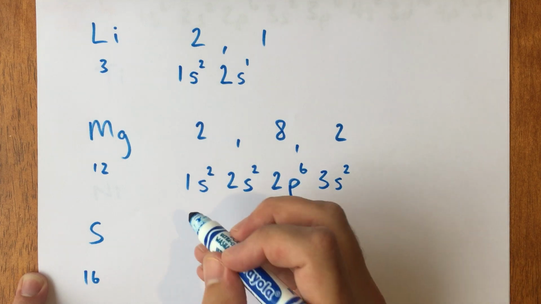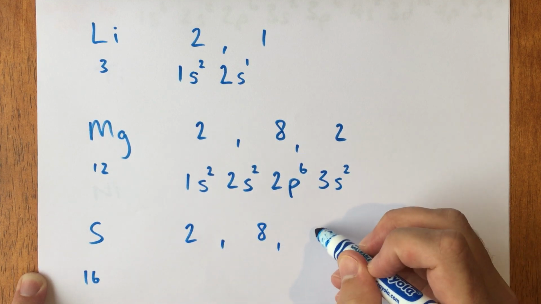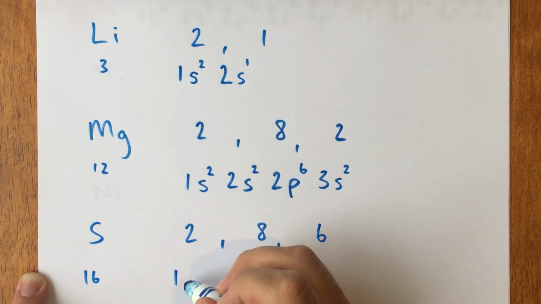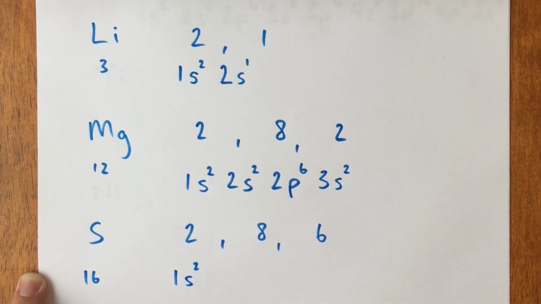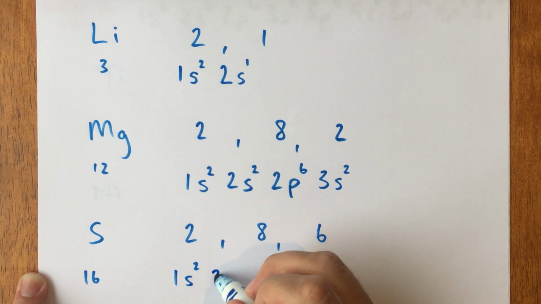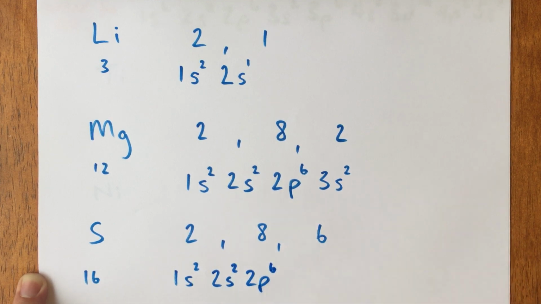So for sulfur, the old way, we would write it as 2, 8, 6. The new way, we will say in the first energy level, there's an S subshell, and it can hold 2 electrons. We've used 2 out of our 16. In the second energy level, we have an S and a P. The S can hold 2, and the P can hold 6. Now we've used 10 out of our 16.